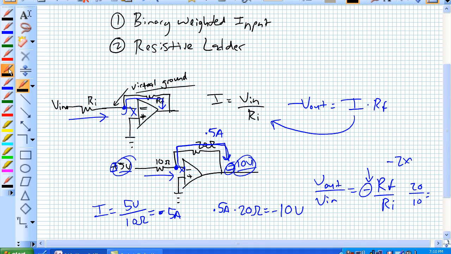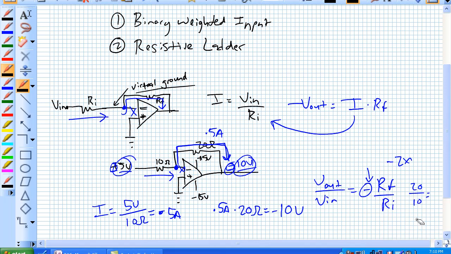What's not shown is that there are typically negative 15 and plus 15 power supplies, and it could be different values too. There are limits. You're not just going to put in a 6 million ohm resistor here and expect it to be 6 million times. Yeah, there are limits, as you probably have discovered in 221 and 222.